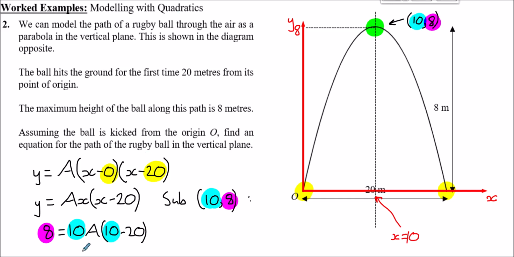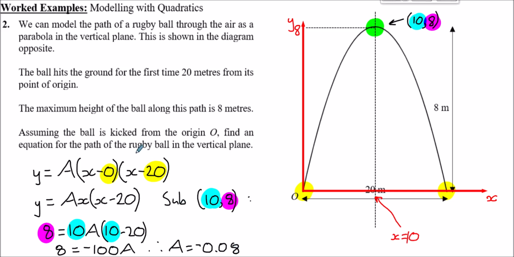So this can now be neatened up. Okay, so we have 8 equals 10a times 10 minus 20. Well, 10 minus 20 is minus 10. 10 times minus 10 is minus 100. So 8 equals minus 100a. If we divide through by minus 100, you can then see that a must be minus 0.08.